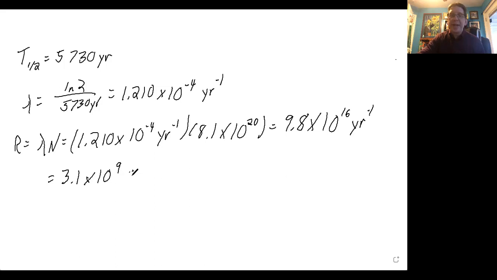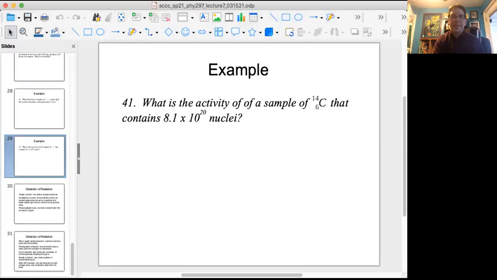So you're getting 3 billion decays a second from that. Again, you're dividing this total by the number of seconds in a year. So it's 3.1 billion decays per second. So that's still a pretty large number of decays, even for such a long half-life. And so it's not hard to find the activity.